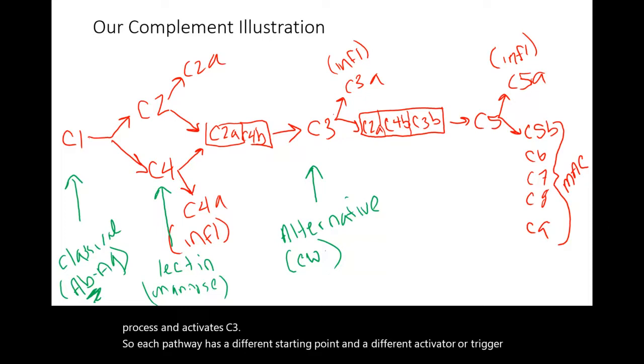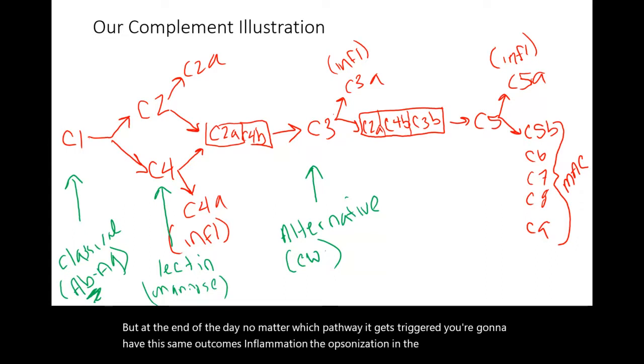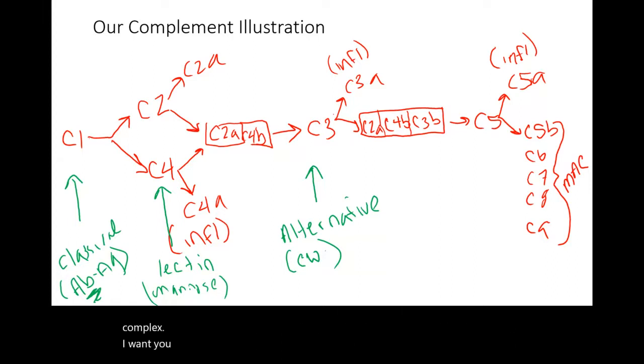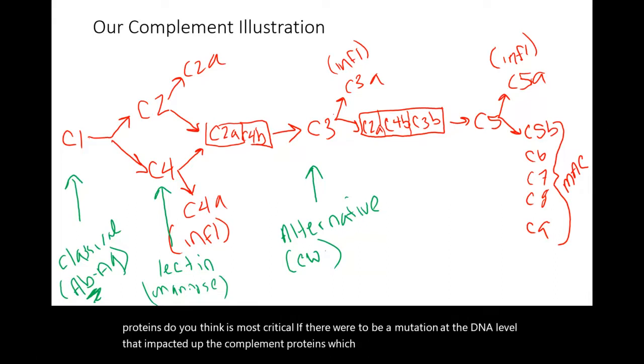But at the end of the day, no matter which pathway gets triggered, you're going to have the same outcomes: the inflammation, the opsonization, and the formation of a MAC complex. Now, I want you to think about something for a second. Which of these complement proteins do you think is most critical? If there were a mutation at the DNA level that impacted one of the complement proteins, which one would be most critical? Well, that would be C3, right?